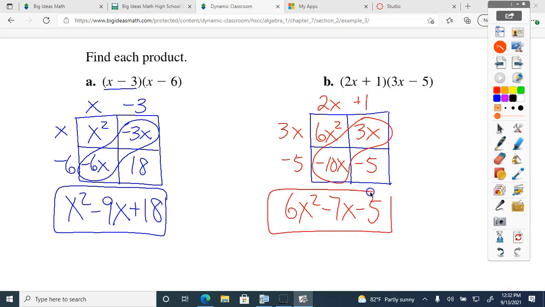Everybody good? No, they're like terms. We're adding. Okay? Any questions on that?